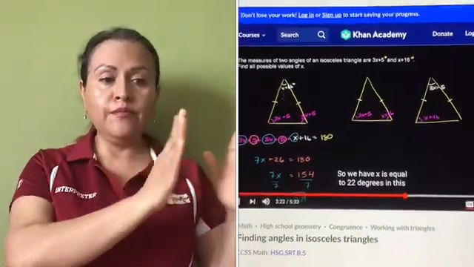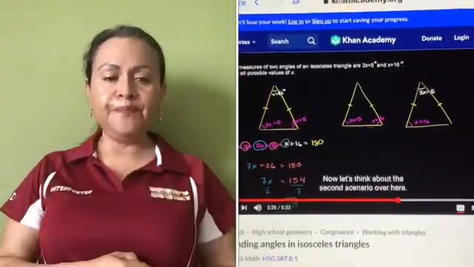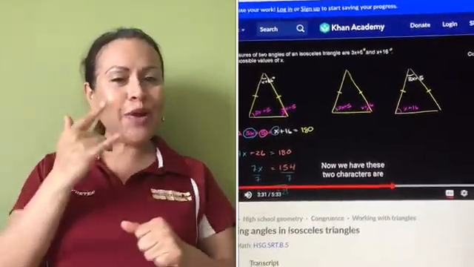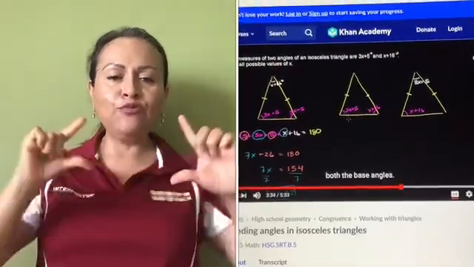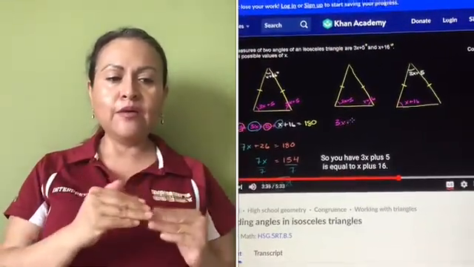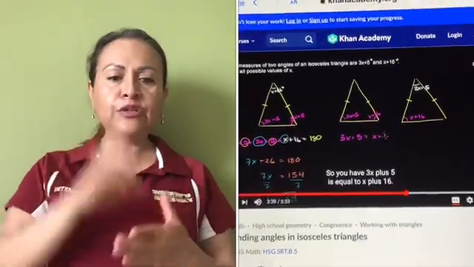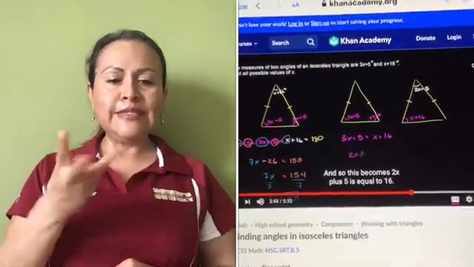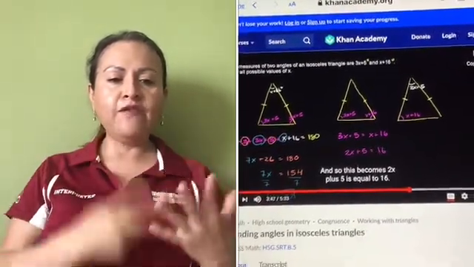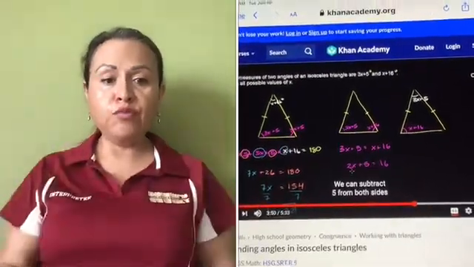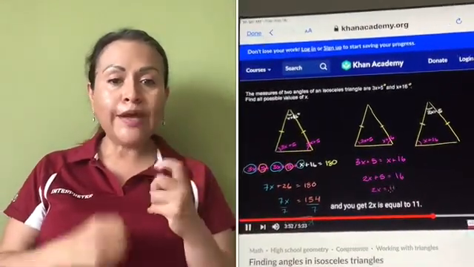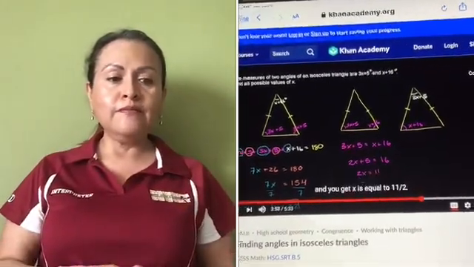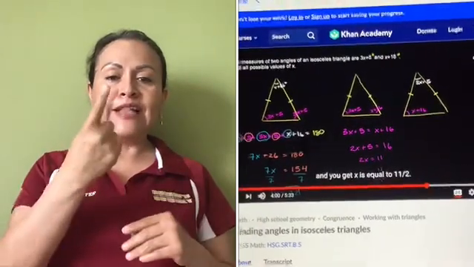Now let's think about the second scenario over here. Now we have these two angles going to be equal to each other because they're both the base angles. So you have 3x plus 5 is equal to x plus 16. Well, you can subtract x from both sides, and so this becomes 2x plus 5 is equal to 16. We can subtract 5 from both sides, and you get 2x is equal to 11. And then you can divide both sides by 2, and you get x is equal to 11 halves. So that is our second scenario.